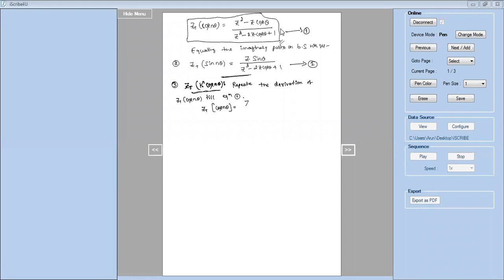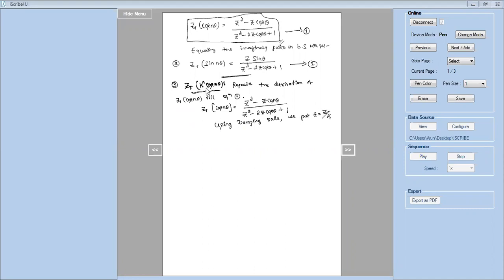Which is nothing but Z square minus Z into cos theta divided by the denominator Z square minus 2Z cos theta plus 1. Right. So this is the derivation of the Z transform of cos n theta. This we already did. Now I want K power n into cos n theta. So to get this, I'll apply the damping rule. So using the damping rule, we put Z is equal to Z by K.